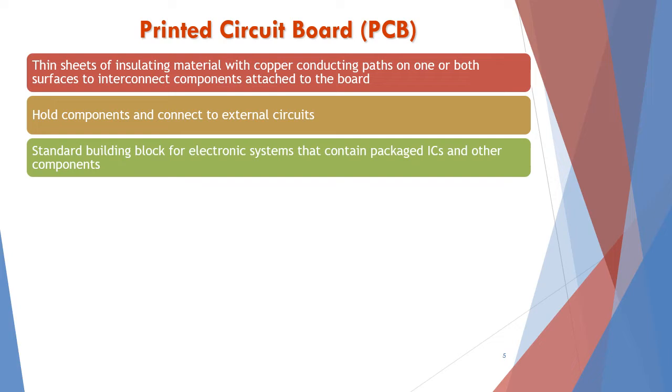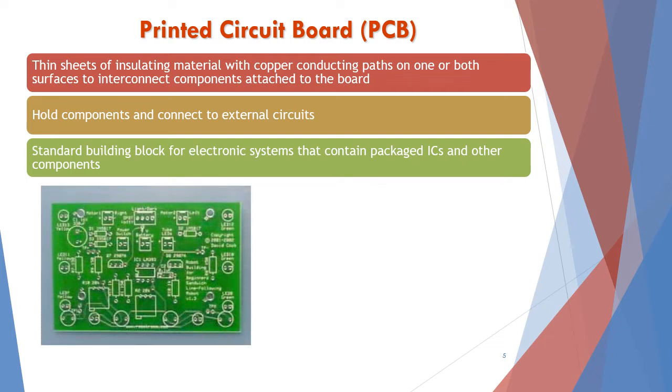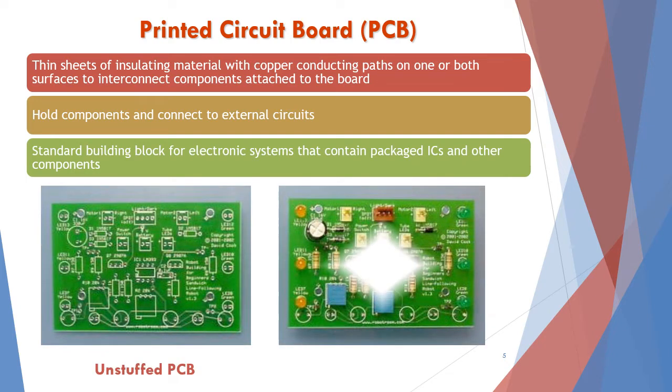It holds components and connects to external circuits, like the motherboard of a computer. So it holds all the components and connects all the external circuits together. It is the standard building block for electronic systems that contain packaged ICs and other components. Let's see two types of printed circuit board. The first one is unstuffed PCB and the second one is stuffed PCB.